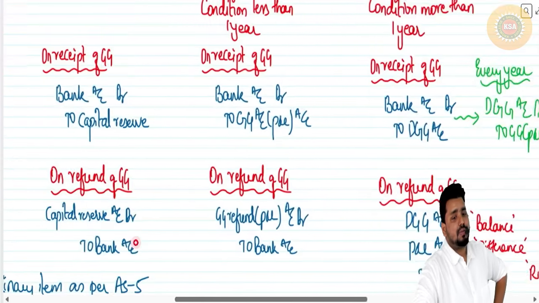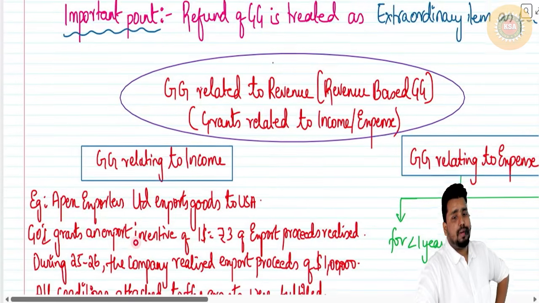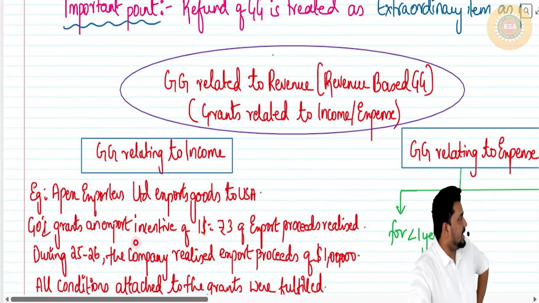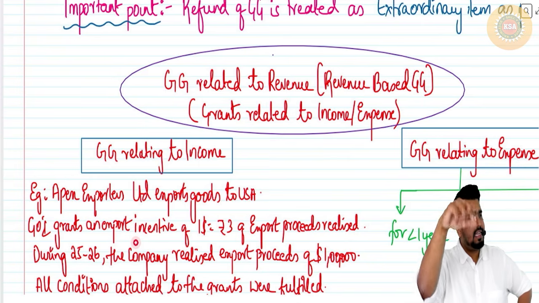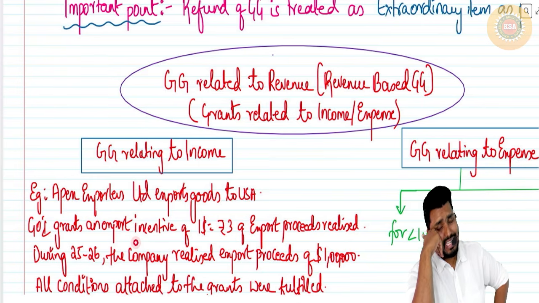Clear? With this, what is completed? Asset related government grant is completed. Clear? Next comes what? Government grant related to revenue. You remember, government grant related to revenue means it can be income based as well as expense based. Income based means what?